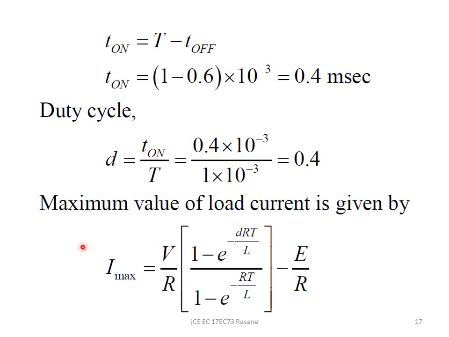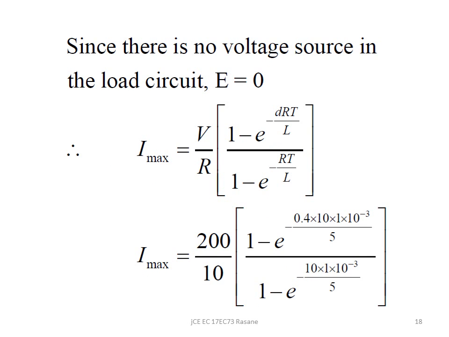The formula given in our previous videos for an RL load step down chopper is Imax, the maximum, because the current goes from Imax to I minimum. So Imax is equal to V by R, inside the bracket, 1 minus e to the power of dRt by L, upon 1 minus e to the power of RT by L, minus E by R. The E value has not been given to you, so we will assume that there is no voltage source in the load and hence its value is 0. So I don't get a term this side, and Imax will be just this.